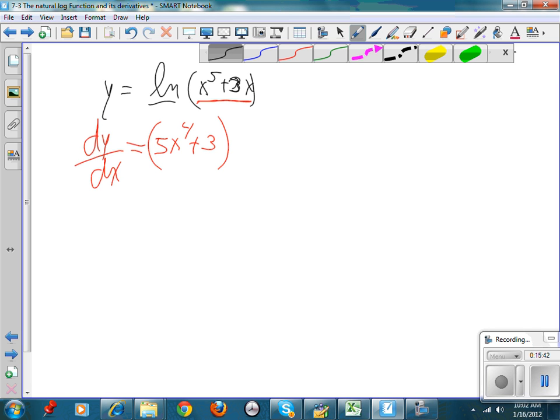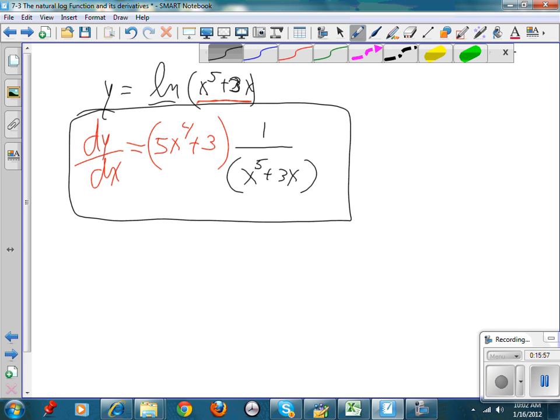Times the derivative of the outside. What's the derivative of the natural log? It's just 1 over something, right? 1 over the inside, or x to the 5th plus 3x. Okay, so another little chain rule, taking a composite function with the natural log as one of the functions. So that's a review. We added a new function, the natural log. The derivative of that is 1 over x.